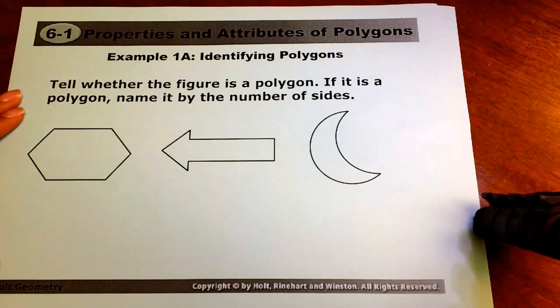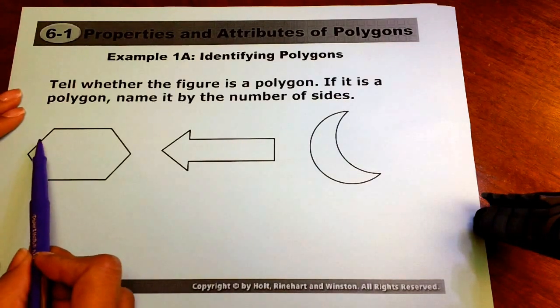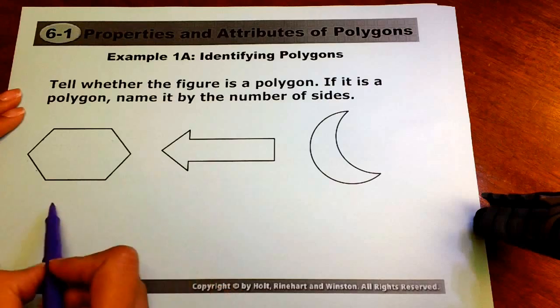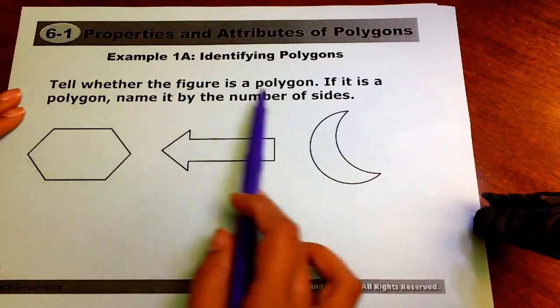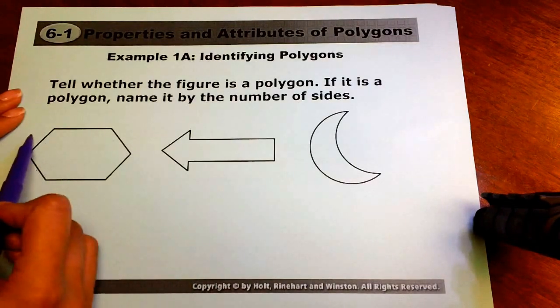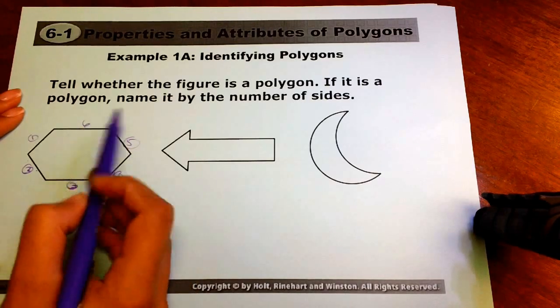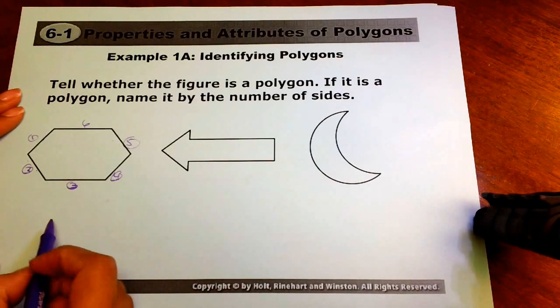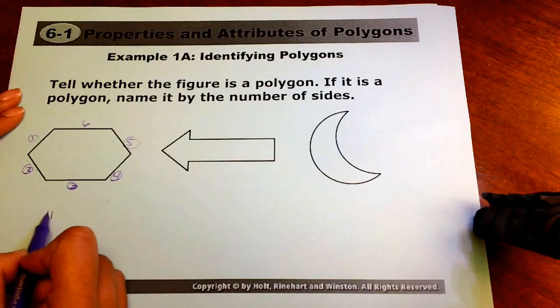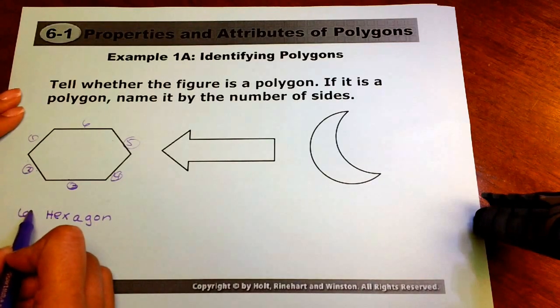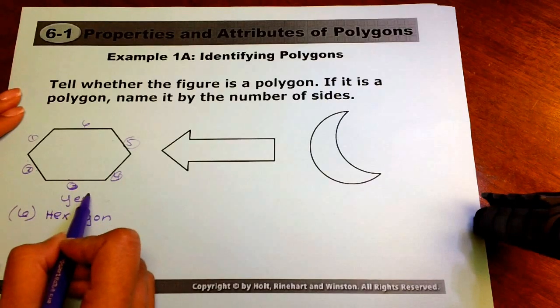Alright, so first we need to tell whether or not the figure is a polygon. Polygons have straight edges, vertices, and sides. This one has sides and vertices, and it is a polygon. After you figure out whether or not it's a polygon, you also have to name it by the number of sides. We've got 1, 2, 3, 4, 5, 6 sides. A 6-sided figure, if you check the other chart, is called a hexagon. So this is a hexagon.